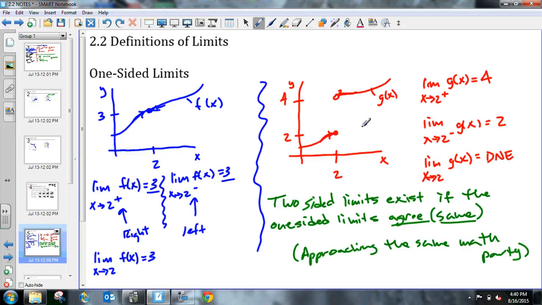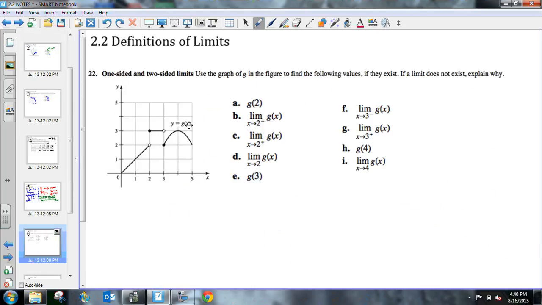So hopefully this makes a little bit of sense to you. Let's look at some graphs to try and solidify this. Okay, so let's take a look at all this, all right? So we've got function values, we've got one-sided limits, we've got two-sided limits. So let's see what we've got here.